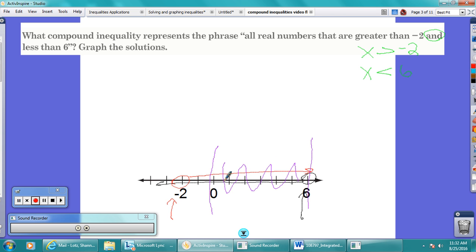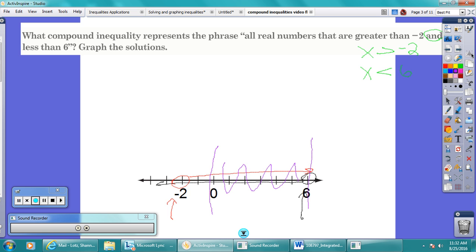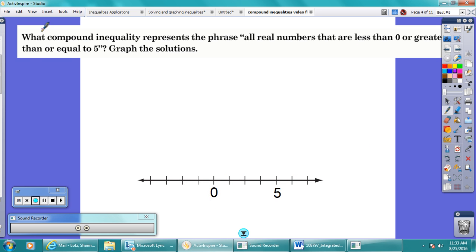Everything in between satisfies both inequalities. So everything in between is the solution to both of these inequalities. All right, let's look at the next one.